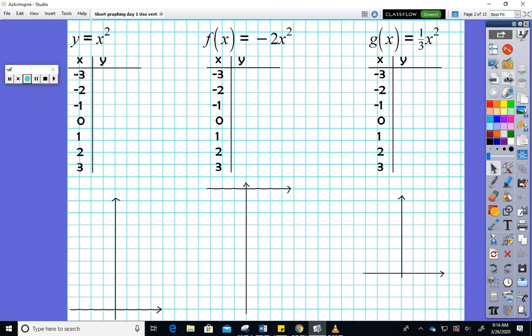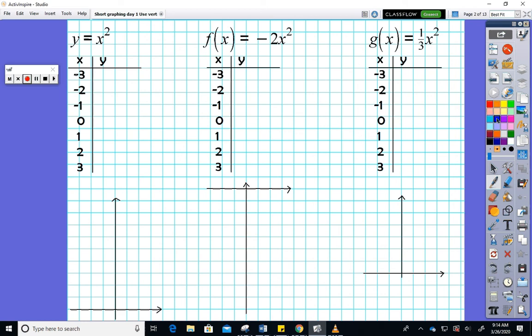Now, before we go into using the shortcut methods like the A value and the vertex, we need to just make sure that you understand you can always create a T-chart. Now, I've picked some easy ones to get started with because I want to begin to show you how to think through the A value. All right, so on this first problem, for y equals x squared, I have gone ahead and set up a T-chart for you.